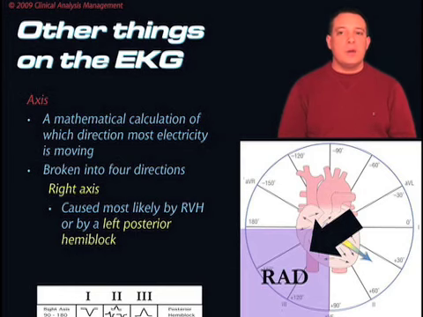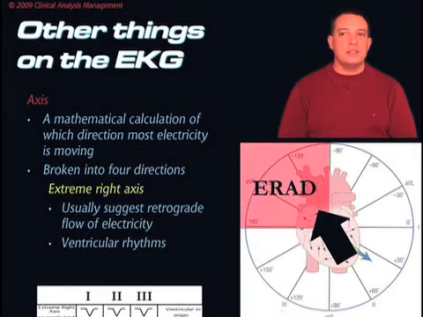So when we talk about right axis deviation, the real value there is looking at lead 1 and looking at lead 3. You see lead 1 is negative, you see lead 3 is positive. Okay, the last type of axis we said we could have was ERAD, or extreme right axis deviation.